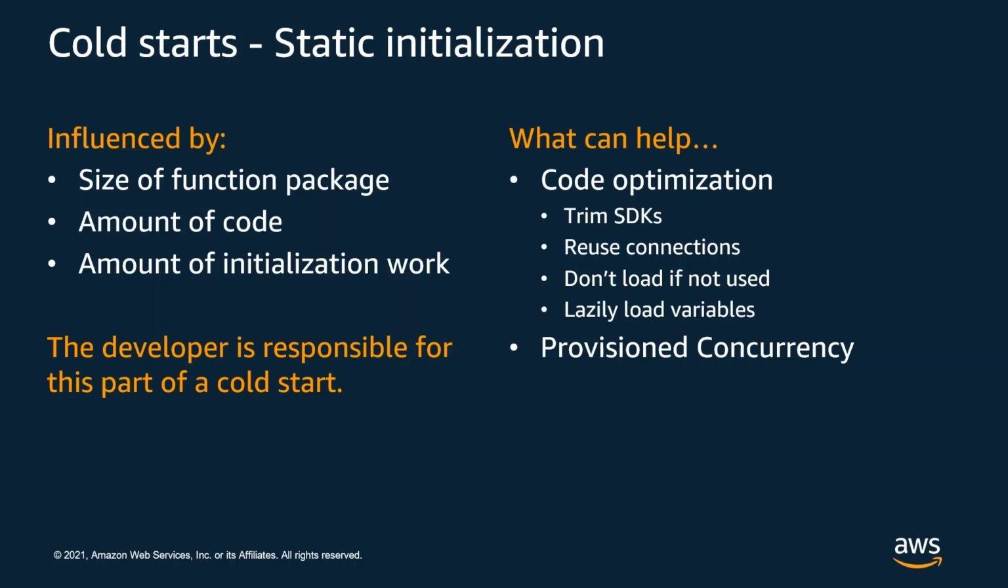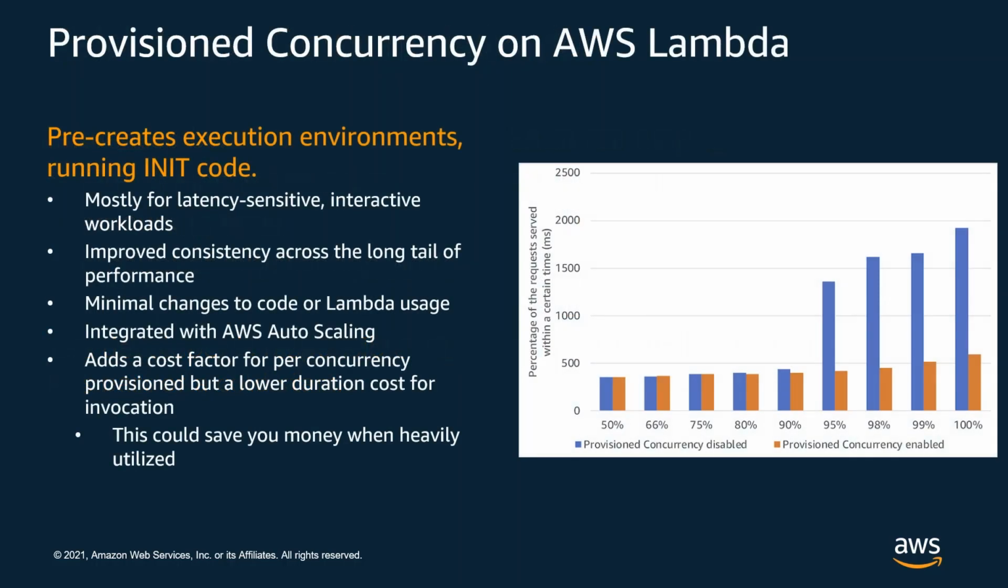If you really need to completely eliminate the cold start problem, but still be able to use large libraries of code and lengthy static initializers, then provisioned concurrency is the solution. Provisioned concurrency works by pre-creating execution environments ahead of usage, and this is all the way up to running the init code. It's really easy to use. You only need to specify the capacity, in other words, the number of environments, and when you want to use them.